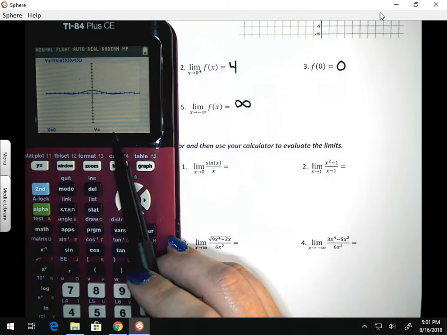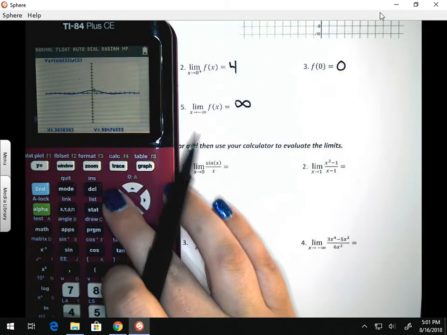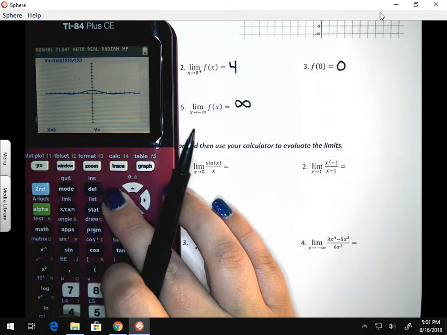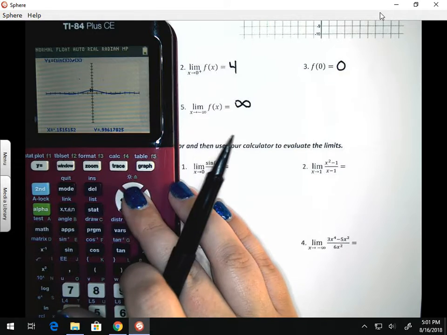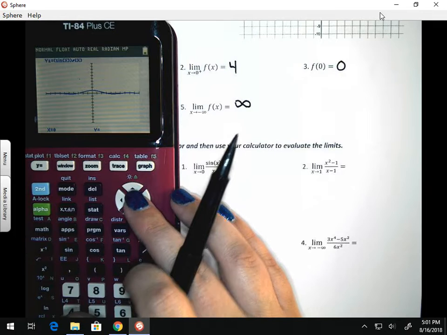But if I go to the right, it's at 0.9961 and then 0.98. But if I go back towards over to the left, it is also looking like 0.996. So I'm thinking the value might actually be 1. I'm going to double check it with the table.